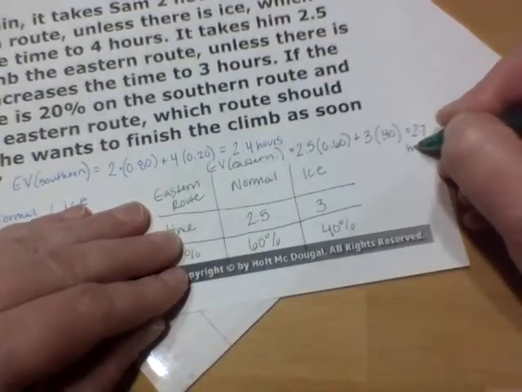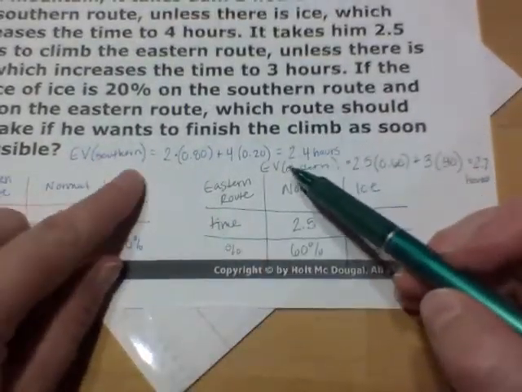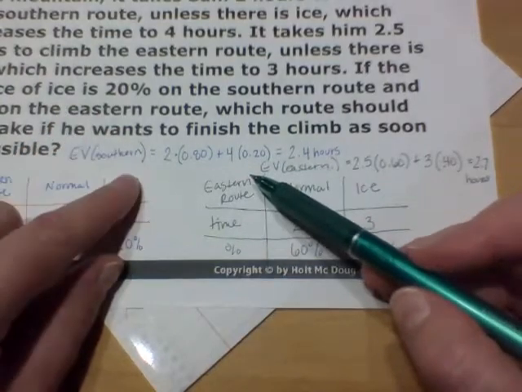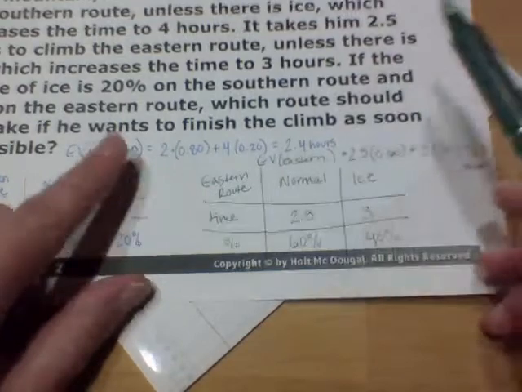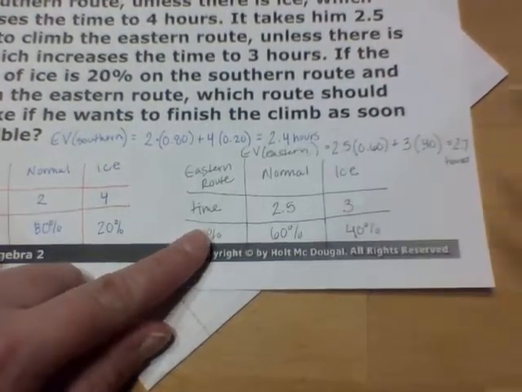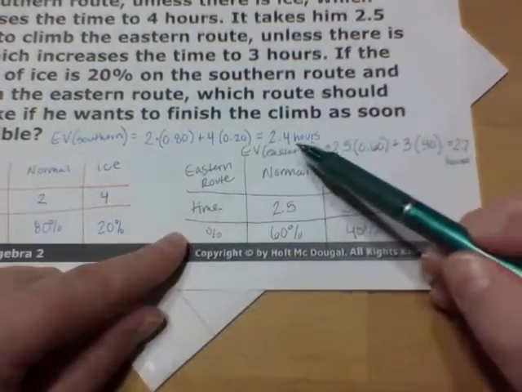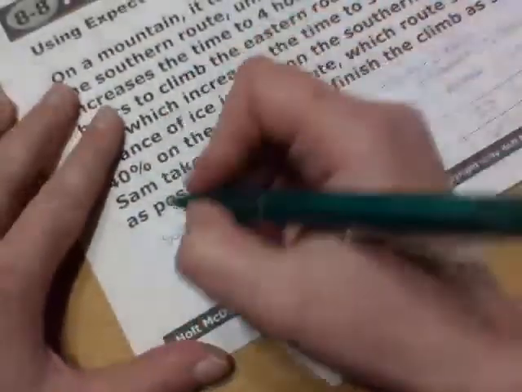So if we take the southern route, it is expected that it will take on average 2.4 hours versus an expected value of 2.7 hours in the eastern route. So if you'd rather spend 2.4 or 2.7 hours climbing, clearly if he wants to finish the climb as soon as possible, he should take the southern route.